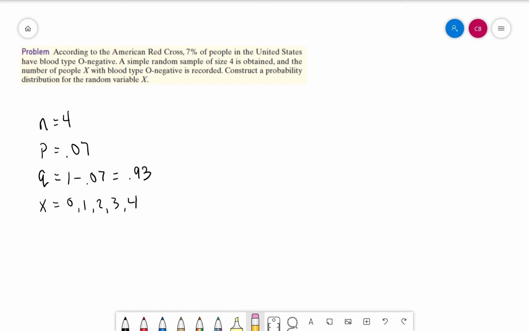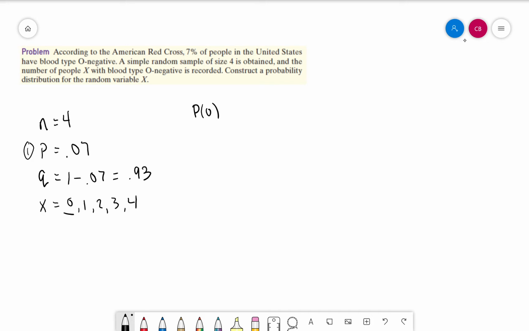Hey y'all! Okay, so we're looking at this problem, and in this problem they tell us that 7%, this is obviously a binomial distribution, or a probability distribution that we're trying to figure out. We want to find P of 0, and this means the probability that 0 people of the 4 that we choose have O negative blood. We know the probability that a person has O negative blood is 7%, so that's represented by P.